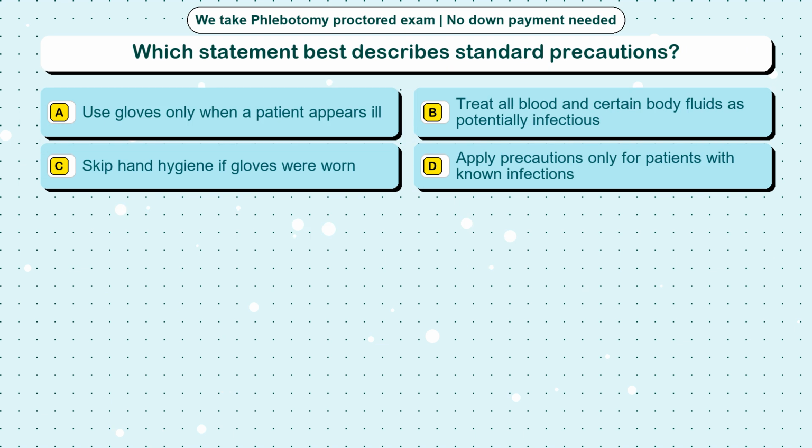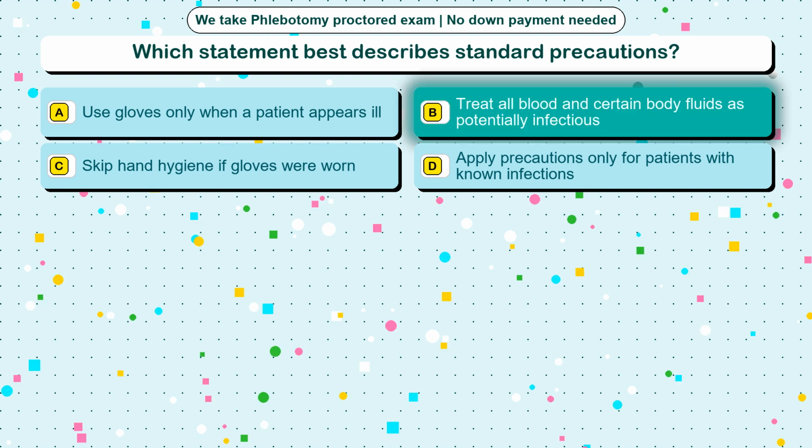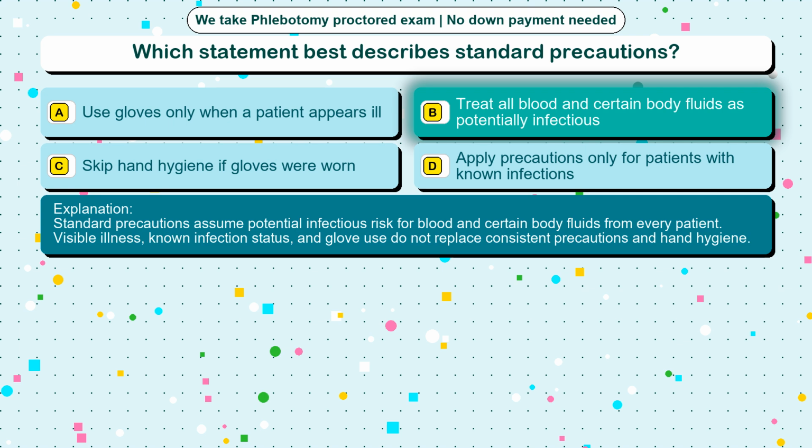Question 30. Which statement best describes standard precautions? Option A. Use gloves only when a patient appears ill. Option B. Treat all blood and certain body fluids as potentially infectious. Option C. Skip hand hygiene if gloves were worn. Option D. Apply precautions only for patients with known infections. The correct answer is option B. Treat all blood and certain body fluids as potentially infectious. Standard precautions assume potential infectious risk for blood and certain body fluids from every patient. Visible illness, known infection status, and glove use do not replace consistent precautions and hand hygiene.